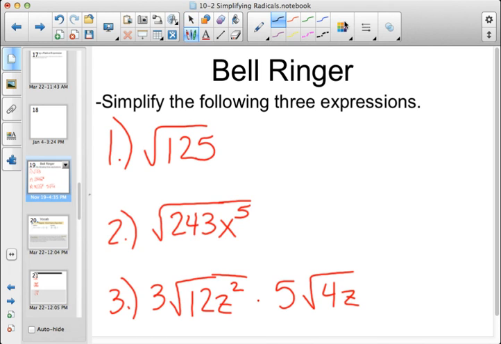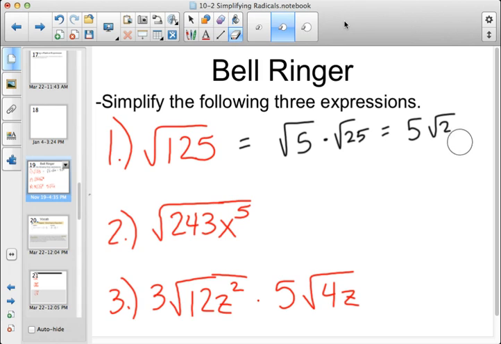All right, today we're going to go through the bell work first, then jump into some new content regarding radical expressions. First one, square root of 125. Some of you may have simplified this in a different way, but this is how I made sense of it. 125 has a factor of 25 to it, so I'm going to write this out as the square root of 5 times the square root of 25. Square root of 25 is 5, so this would just simplify to 5 times the square root of 5.